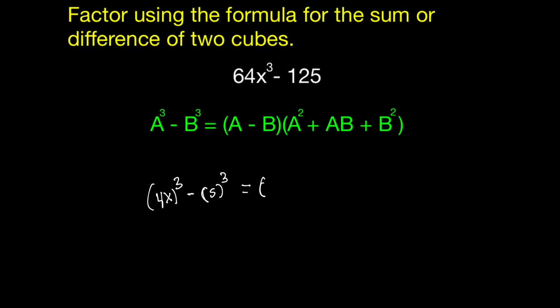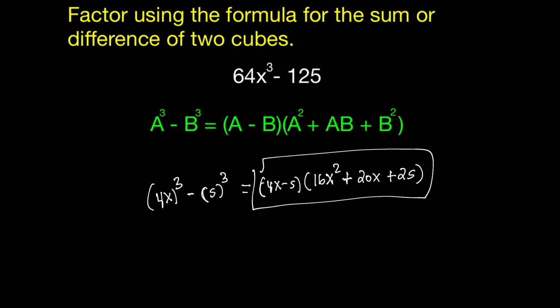So I get that I have 4x minus 5 multiplied by a squared, so that would be 4x squared. So 4 to the second power is 16. X to the second power is just x squared. This time we're going to add the product of 4x and 5, which is just 20x. And at the end, I'm just going to get b squared, so 5 to the second power, which is 25. And that would be the factorization for 64x to the third minus 125.